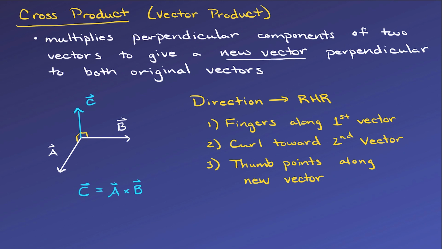Now notice that the order matters. If we swap a and b, our thumb points down in the opposite direction. Mathematically, this means that when we swap the order of the two vectors in a cross product, we pick up a minus sign, or it points in the opposite direction. So it's very important to pay attention to the order since the cross product is not commutative.